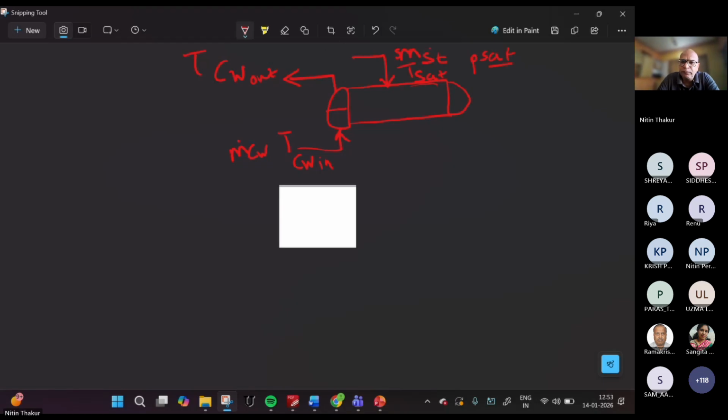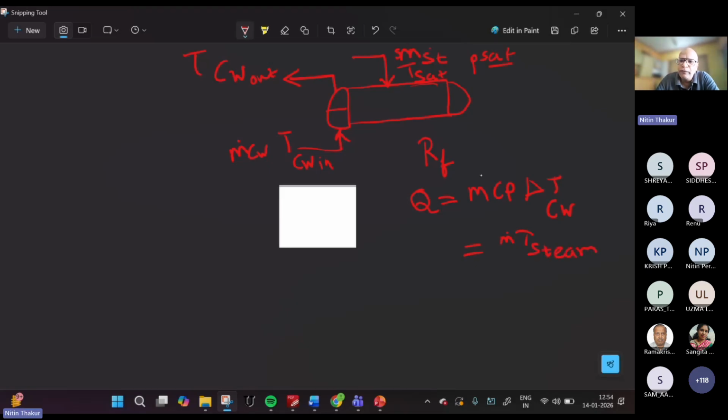So how did we calculate Rf, the fouling factor? What we did was a mass balance and energy balance. Q is equal to m Cp delta T for the cooling water, and the energy balance Q is equal to m into lambda for the steam.